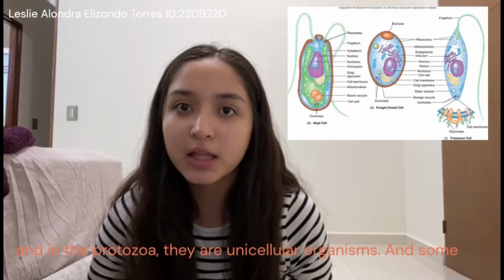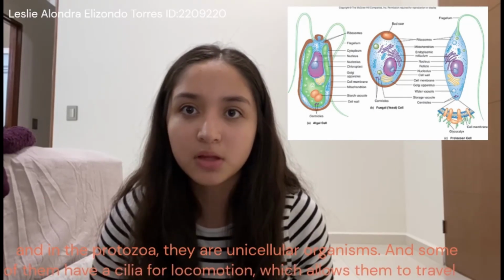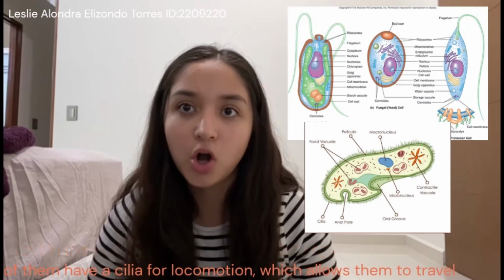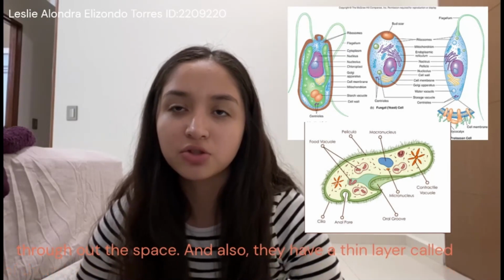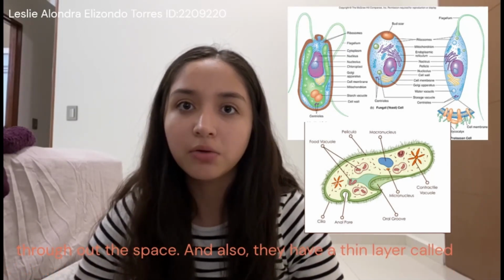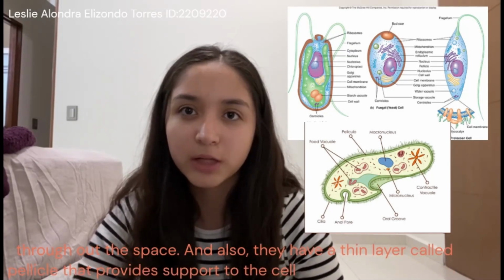And the protozoa are unicellular organisms, and some of them have cilia for locomotion, which allows them to travel throughout the space. And they also have a thin layer called pellicle that provides support to the cell.